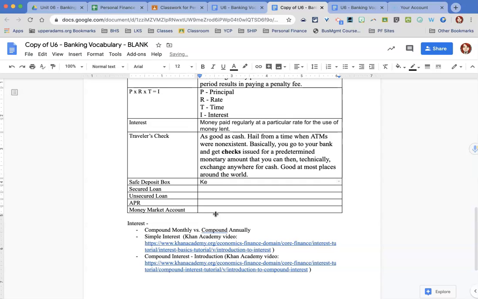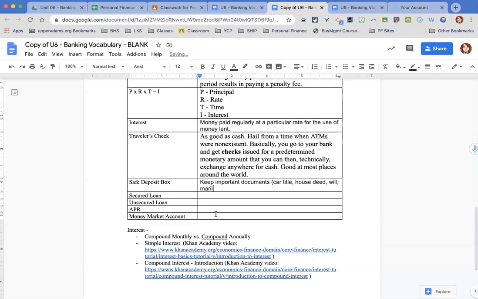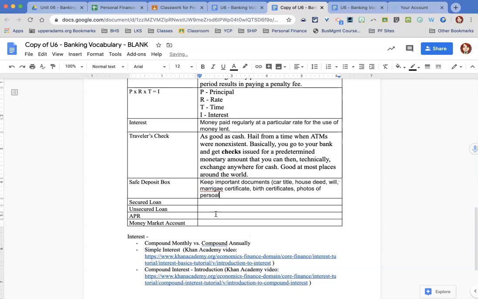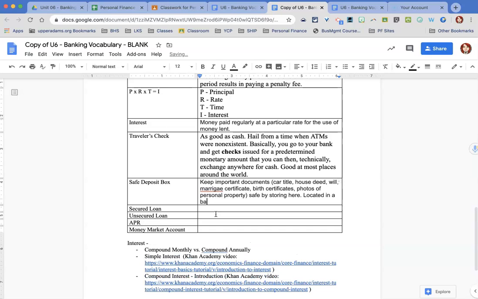Well, you keep important documents like your car title, your deed to the house, your will, your marriage certificate, birth certificates, photos of personal property. You keep them safe by storing them here. And typically, these safe deposit boxes are located in the bank's safe.